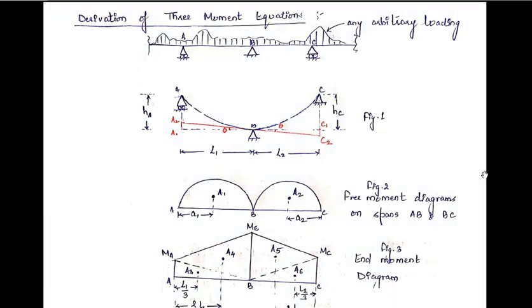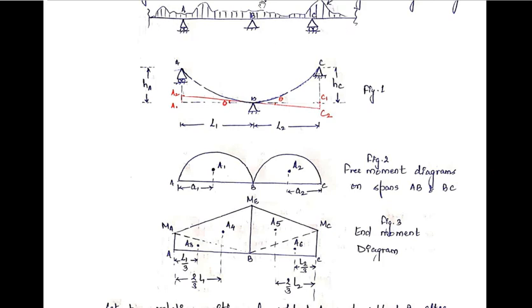See, now in order to draw the bending moment diagram of the continuous beam, first we make the free moment diagram and we make the end moment diagram, and after superimposing the diagrams, what we get is the final bending moment diagram for the continuous beam. For a simple beam we know how to draw the bending moment diagram. Now for continuous beams, first we make the free moment diagram and then the end moment diagram, and then we superimpose these two diagrams to get the total bending moment diagram.